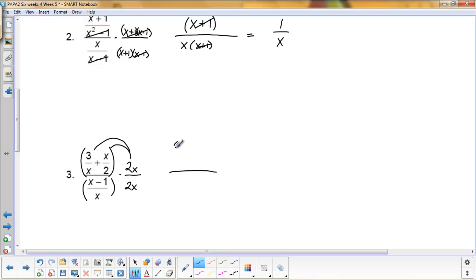You get 6x over x plus 2x squared over 2 divided by 2x times x minus 1 over x. You can see that your values will clear and you're left with 6 plus x squared divided by 2 times x minus 1.